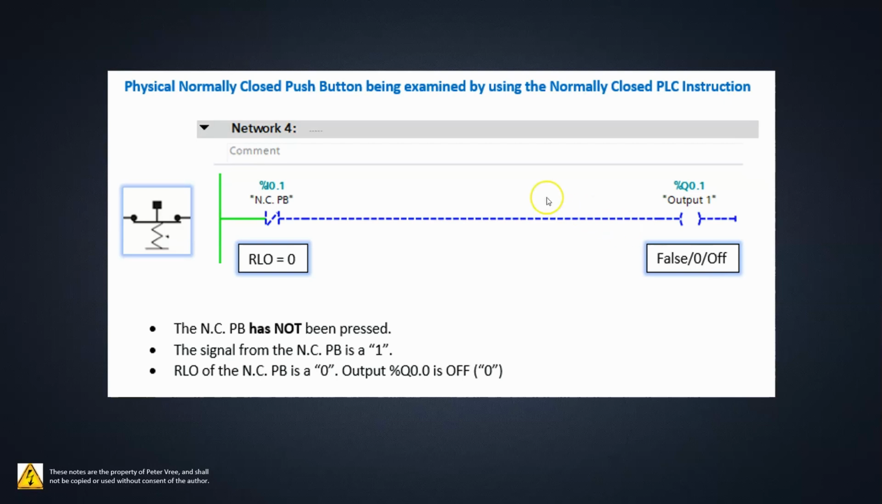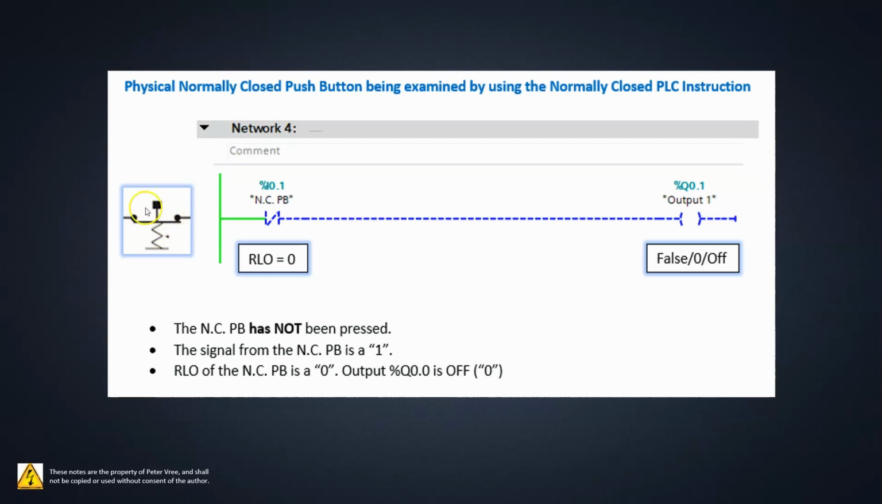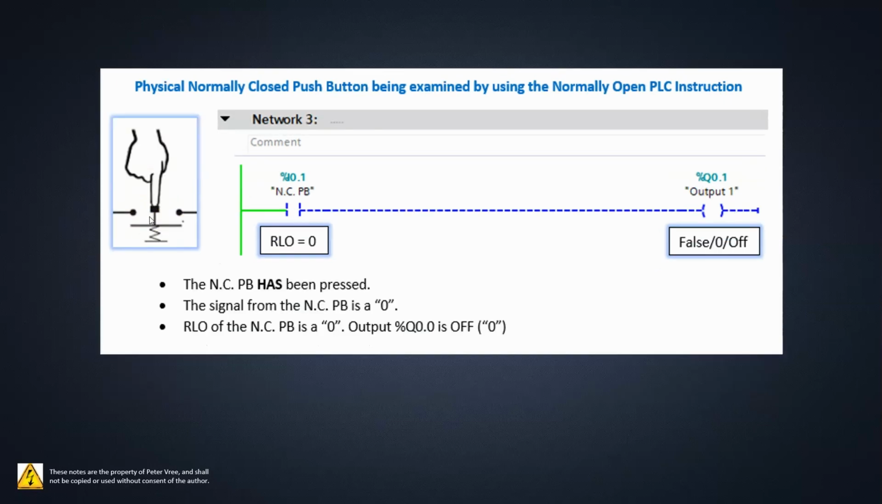Okay, let's take a look at the next one. We're looking at the same normally closed push button, but this is when we actually press that button. So we change the state of the normally closed push button. We've actually pressed it, which means that there's no way that signal can get into the PLC. So the PLC is registering 0 volts at that input terminal.